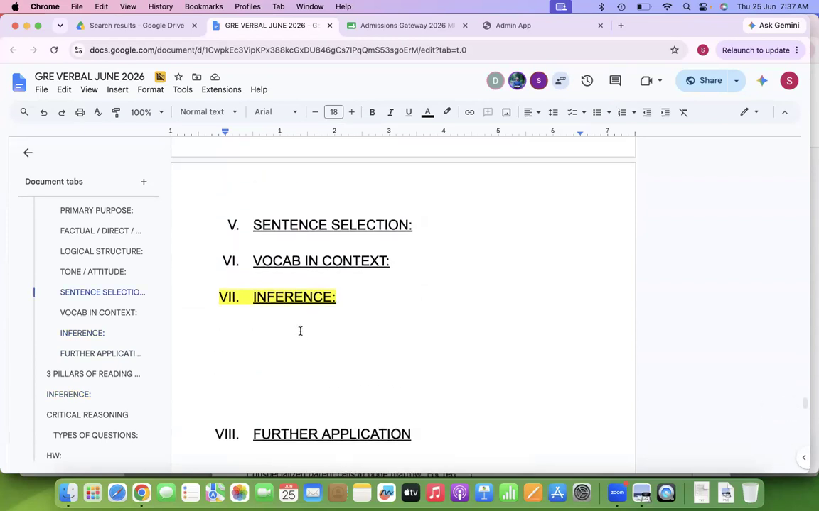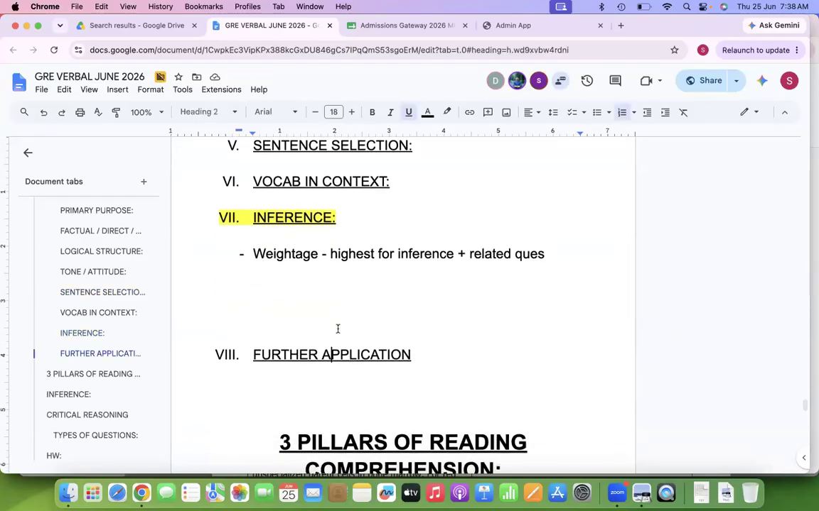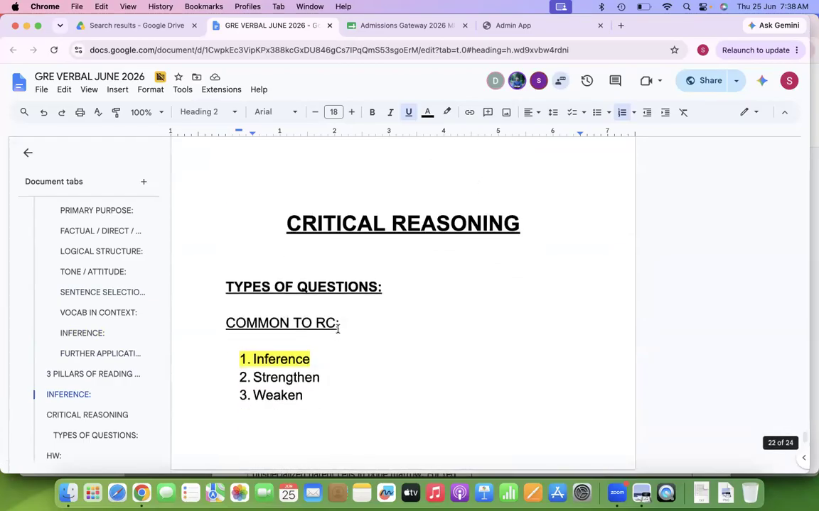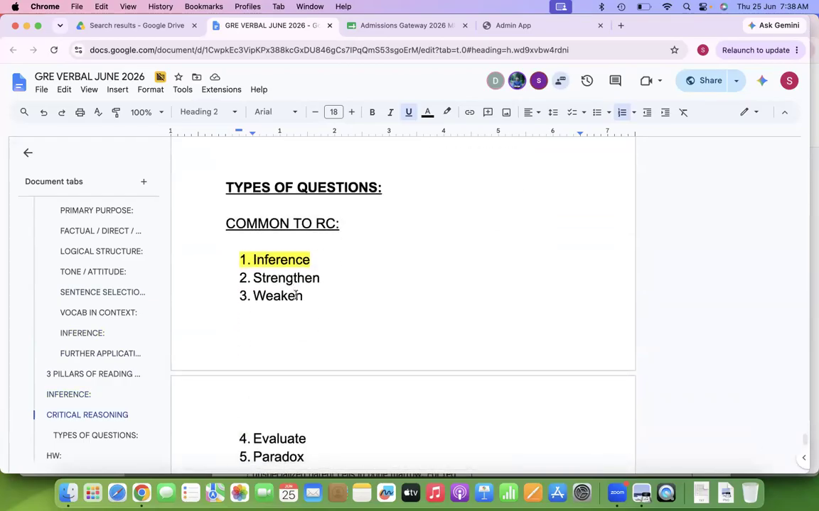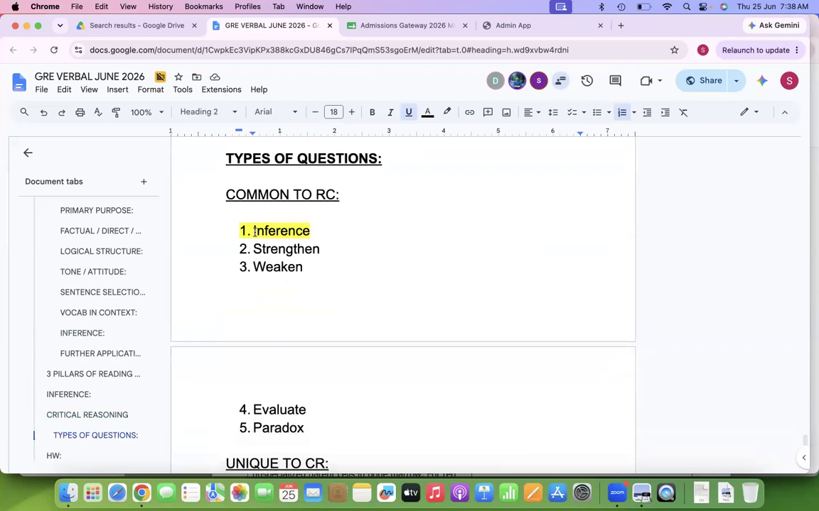Now let's get back to how to solve for inference. Weightage is the highest for inference and related questions. When I say related, in reading comprehension, further application is related to inference. Combined with critical reasoning, all of these are related: inference, strengthen, weaken, evaluation, paradox. This, when tested on reading comprehension, we don't list it separately, although we are applying all these rules. So the weightage is pretty high.